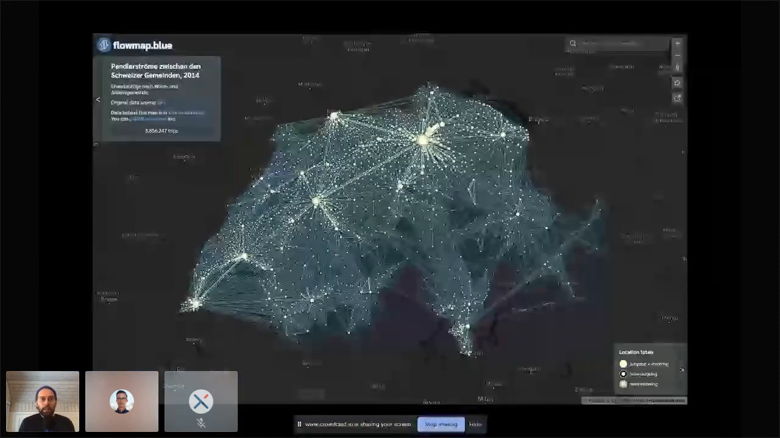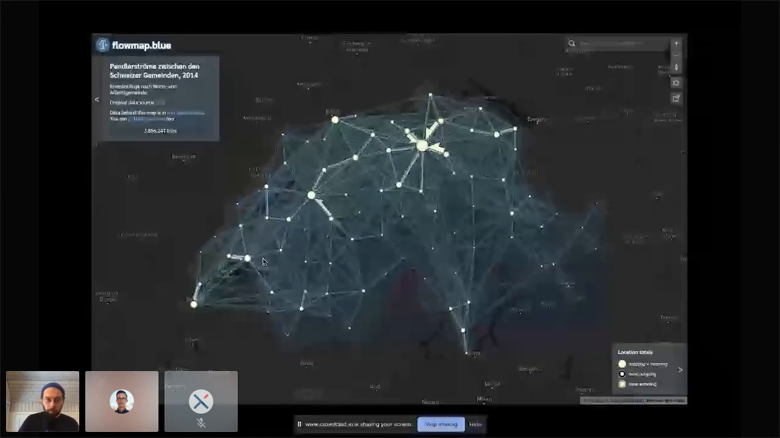So this is the dataset showing commuters in Switzerland. So this was without clustering, with this issue with the short flows being not visible. But when we cluster, we don't have this problem. And we can still zoom in to see the detail.